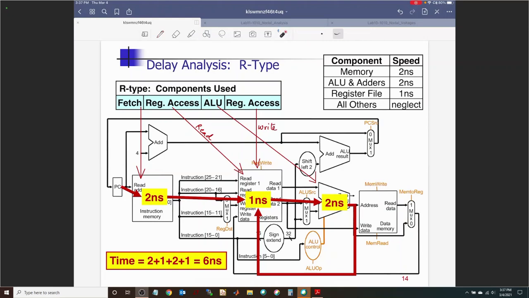So what would be the total time taken for an R-type instruction to get executed if my assumption is that memory access takes 2 nanoseconds, ALU and adders operate at 2 nanoseconds, register file access takes 1 nanosecond, and all the others are neglected? So you've got 2, then 1, then 2, and then another 1 at the end, right? So you got 6 nanoseconds as the time it takes to execute an R-type instruction. Questions here?